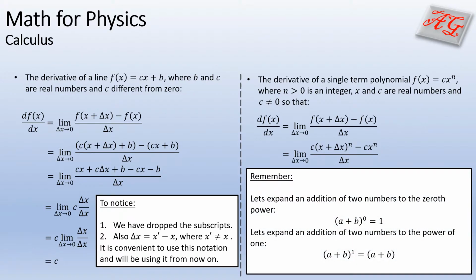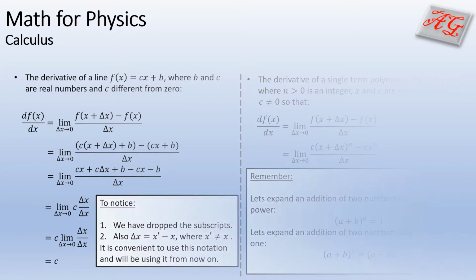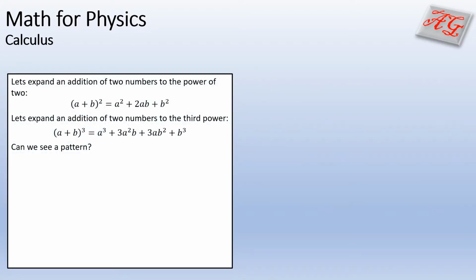So before we proceed, let's remember how to expand the sum of two terms, or the expansion of a binomial raised to an integer power n. So starting with n equals 0, any number raised to the power 0 is 1. If this binomial is raised to the power of 1, then the expansion is the sum of the two terms. How about if you want to expand this binomial to the second power? If you follow the procedure, this expansion gives a squared plus 2 times a times b plus b squared. You can proceed again the same way with the expansion of the binomial to the power of 3 and get the result.